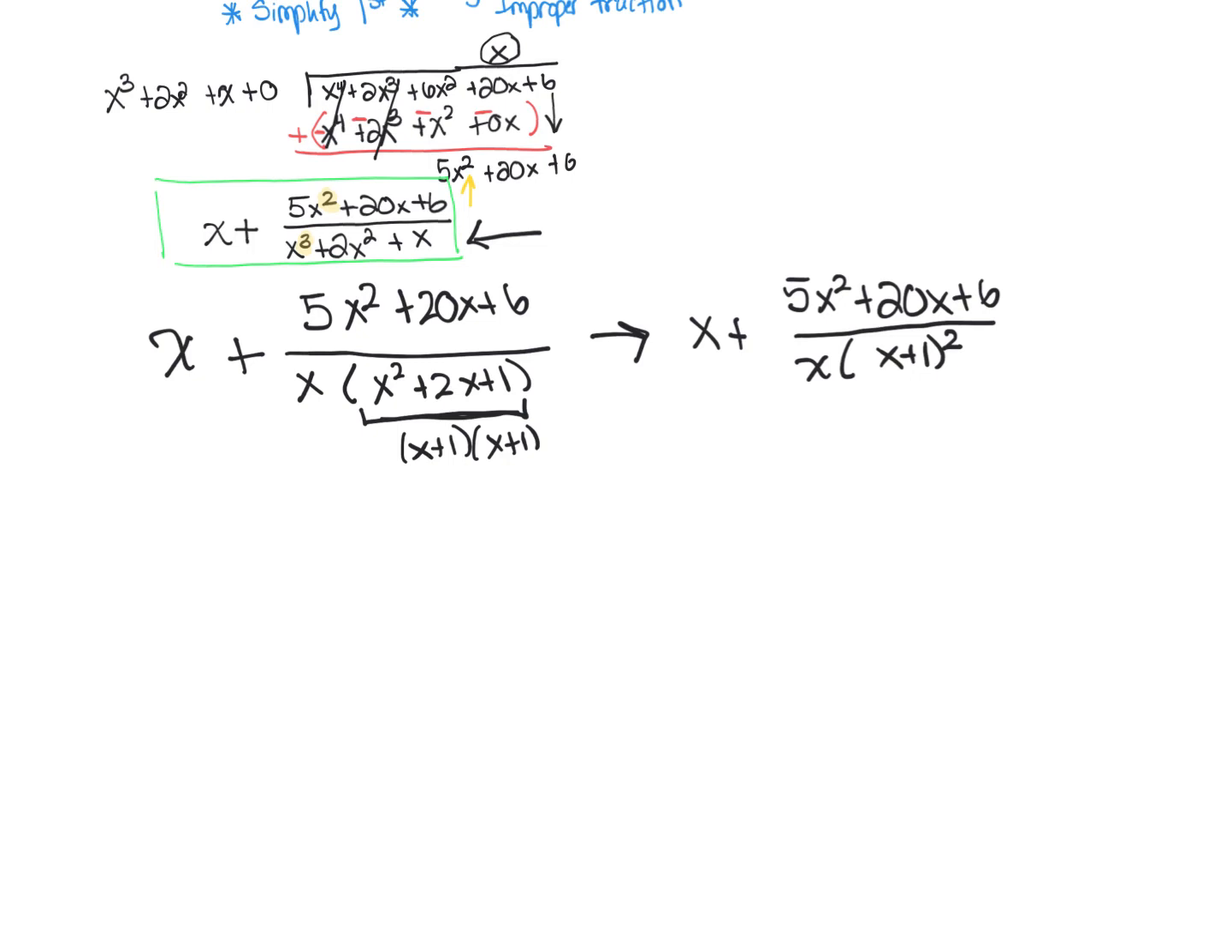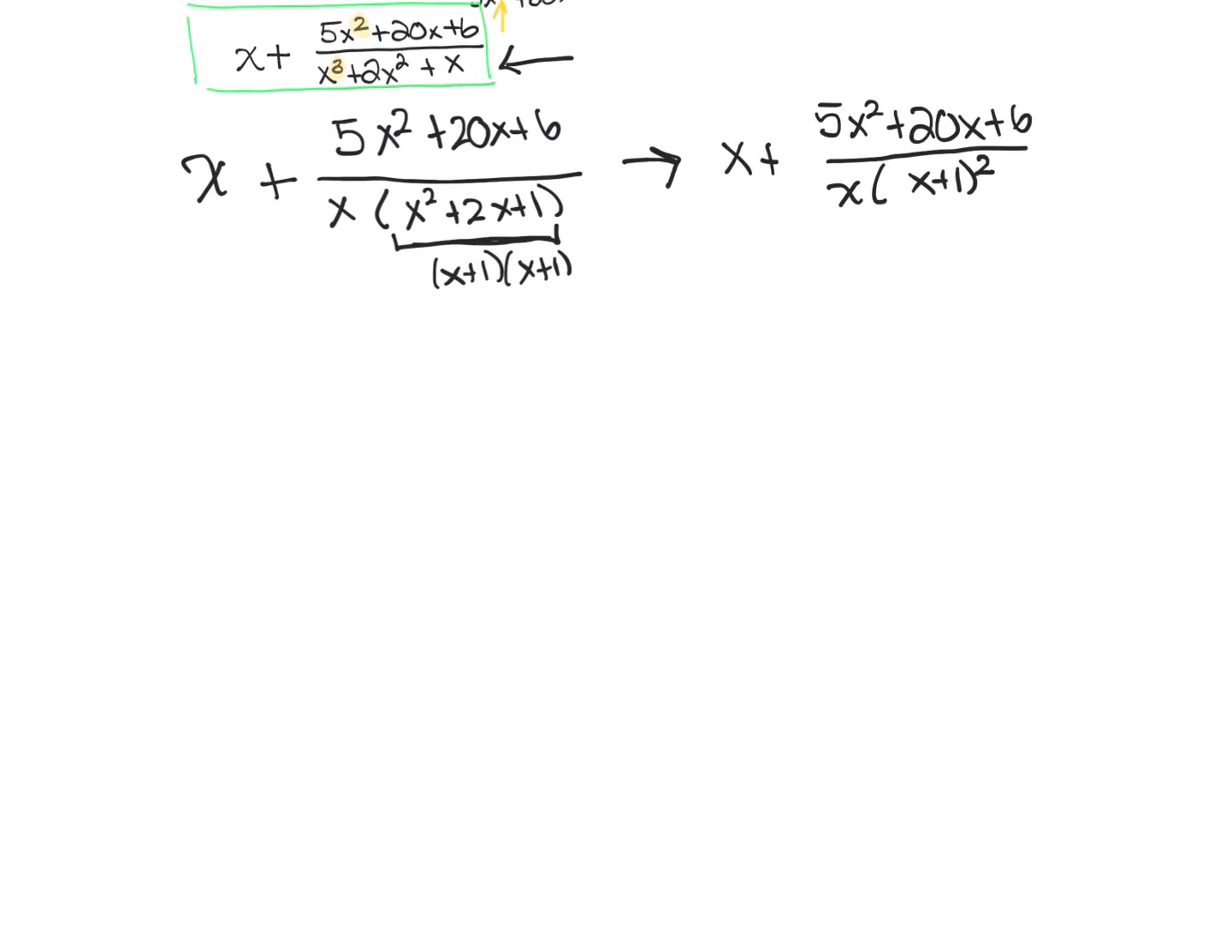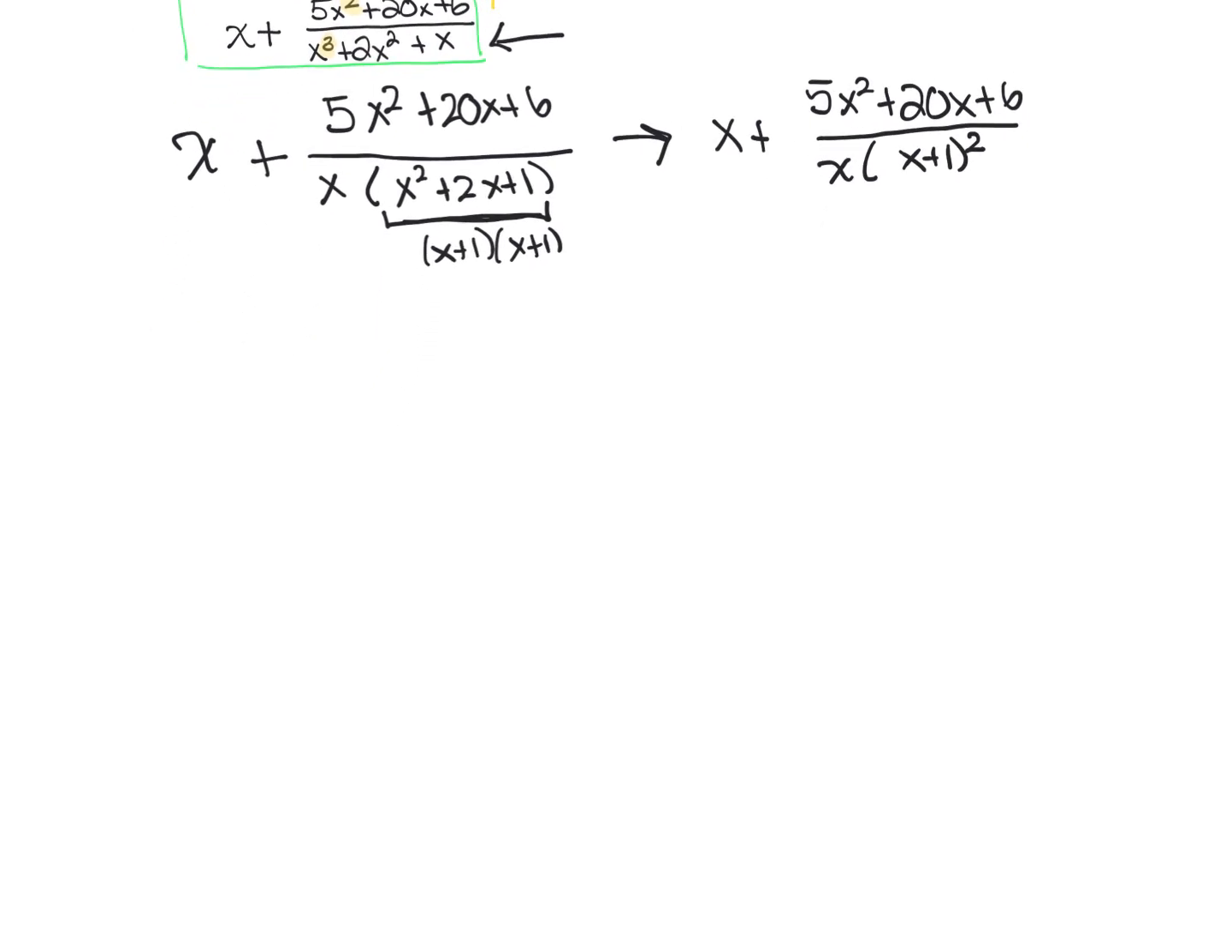Okay, let's start this fractional decomposition. So here we go. One thing to note, I am not going to lose this x. I don't need to decompose the x. It's not a fraction, so I'm just going to hold on to it and leave it for a second. And what I really want to decompose is the other piece. So the other piece is the 5x squared plus 20x plus 6 over x times x plus 1 squared.